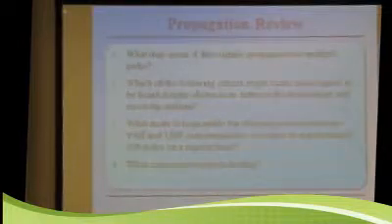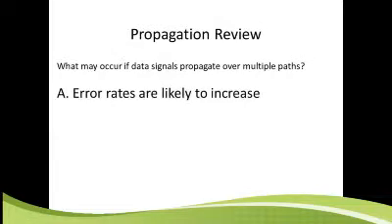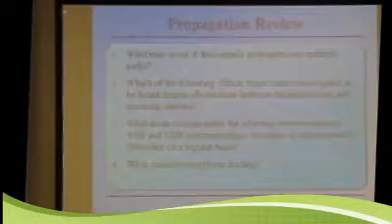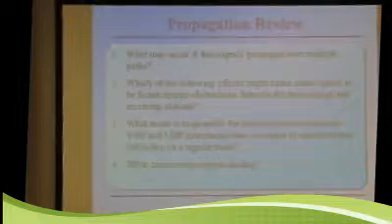What may occur if data signals propagate over multiple paths? We talked about that briefly. Your error rate's likely to increase. Just like, to be honest, if I'm listening to you talk and I can't quite understand you, that's a high error rate. We don't think of it that way, but that's the same thing with computer data. If the signal's fluctuating, then the error rate is going to increase.